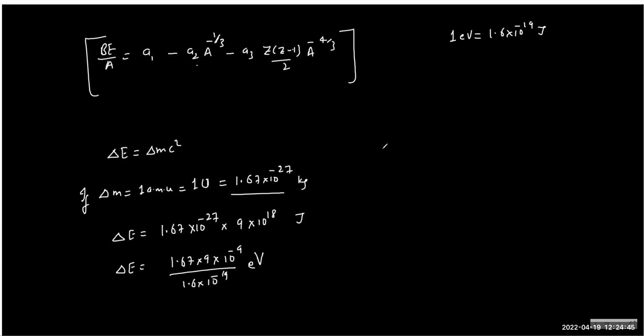So, sorry. Delta E turns out to be, if you divide this, what do you get? Let me calculate. 1.67 into 9 divided by 1.6. It's roughly coming to 9.393 into 10 power something eV.